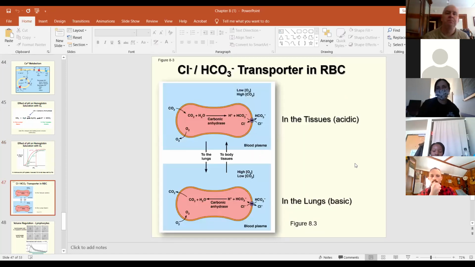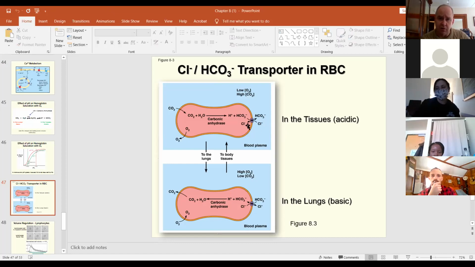So how do your blood cells do that? I'm glad you asked. So in the tissues, you've got a lot of CO2 around. CO2 simply diffuses through the membrane because it's small and nonpolar, comes into the cell. Carbonic anhydrase then converts it into hydrogen ion and bicarbonate. And you've got this chloride bicarbonate antiporter that then transports that bicarbonate out. So you're leaving hydrogen ion behind, and it is acidifying the inside of the red blood cell, helping the red blood cell offload oxygen in the tissues.